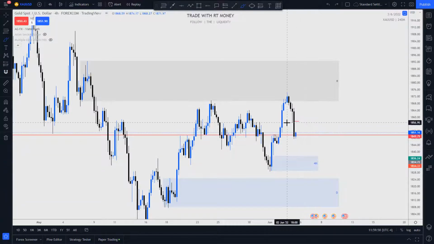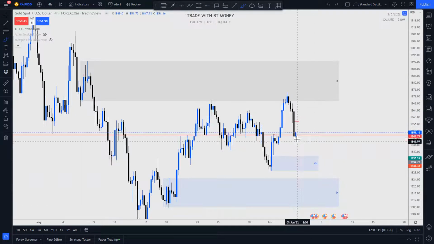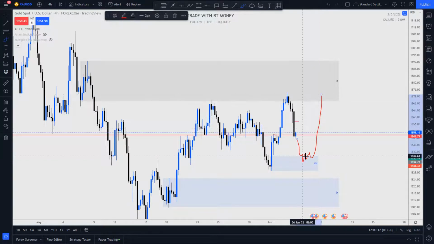Initially, I'm looking to see how price opens on Sunday. If it gives us bearish price action here, I'm coming down. I'm going to take it down. If price just goes directly down and gives us bullish price action here, then I will take it up. Why would I take that as a buy? Because it already took out demand. I have permission to do so.